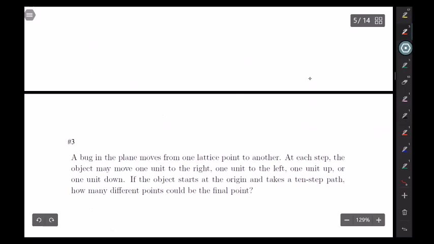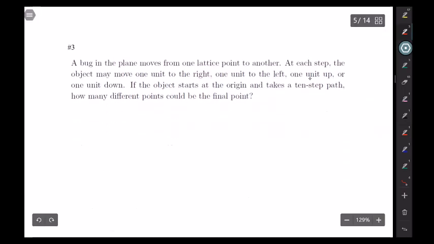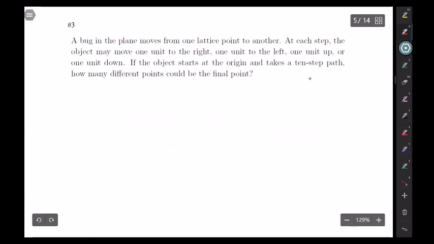By the way, this is not even the main problem I will attempt today. Today we have a fantastic problem. A bug in the plane moves from one lattice point to another. At each step, it moves 1 unit up or 1 unit down, left, right. Okay, the standard rule. How many different points can the final point be? Yeah, that looks like an AMC8 question, right?